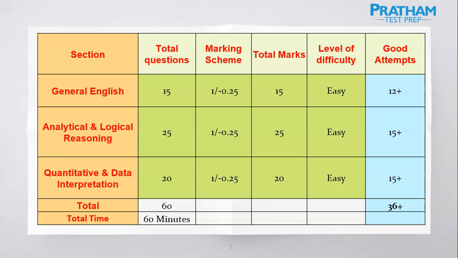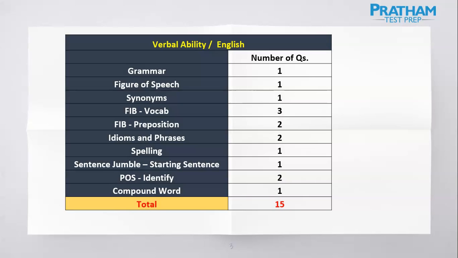So on an average, 12 questions in English, 15 plus questions in analytical and logical reasoning, and 15 plus in quantitative and data interpretation. Mind it, one was allowed to choose any section at any given point of time. Let me proceed and help you out with this.